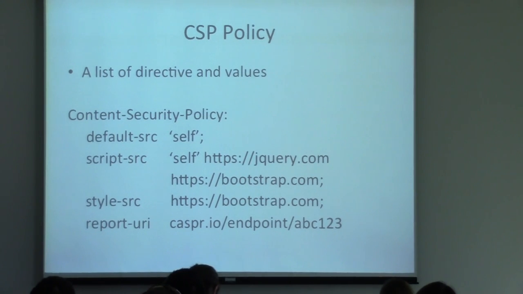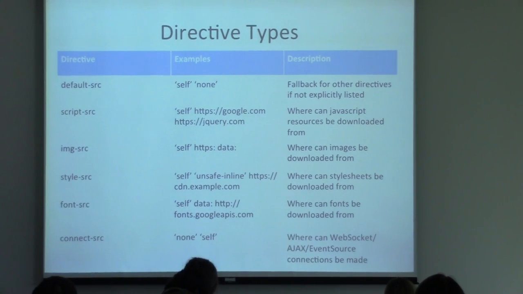So then you also have something like script source. This is where you can download scripts from. So for this example, you can download scripts from self, from jQuery and Bootstrap, and then you can download styles from Bootstrap. And the report-uri says if there's any violation, if the browser encounters something that it shouldn't be able to handle, like if it gets evil.com or something like that, it's going to send a report to the Caspr.io endpoint.